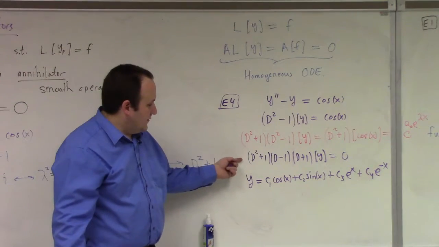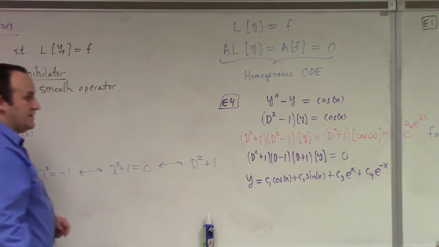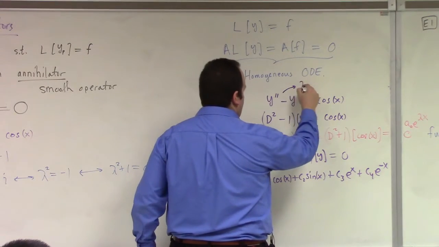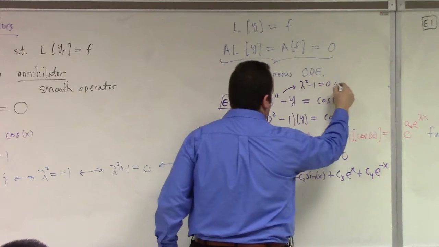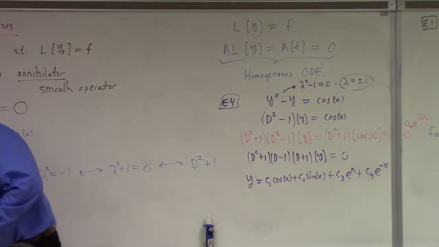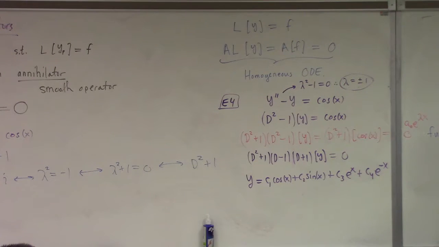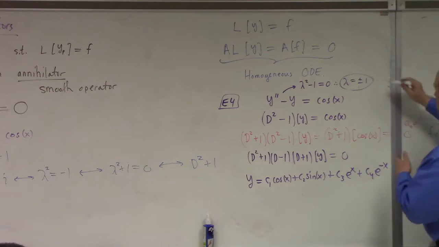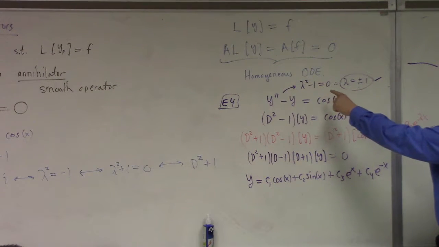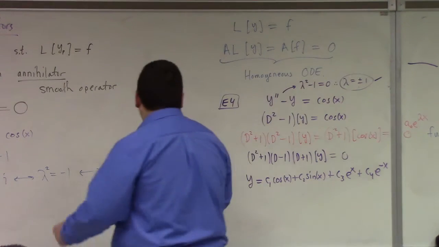Anyway, so do you guys agree? So we got the cosine and sine from the D squared plus 1, and this gives me the e to the x and e to the minus x. Now here's the thing. We go back to the theorem. This has lambda squared minus 1 equal to 0, so therefore lambda is plus or minus 1. That tells me the homogeneous solution to this problem. The homogeneous solution here is what? From this, I can see the homogeneous yh is c1 e to the x plus c2 e to the minus x.